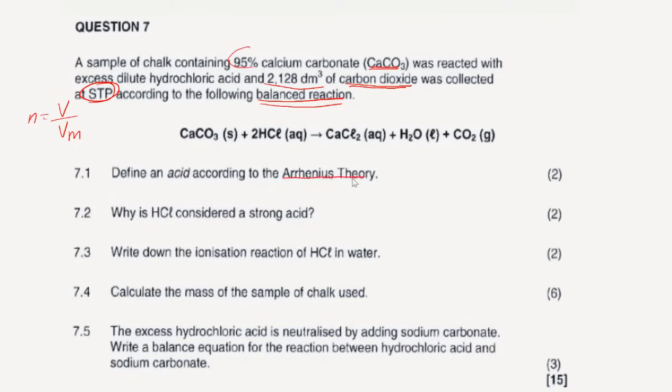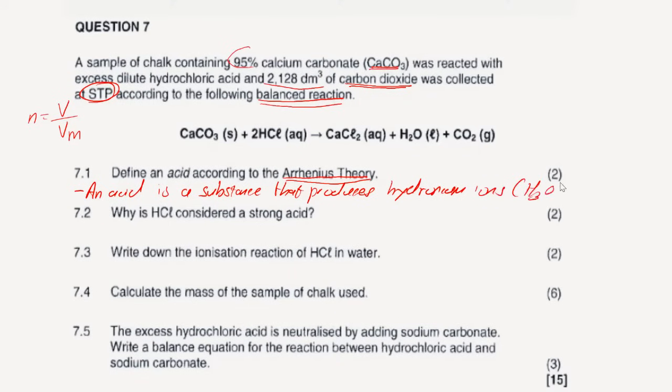Then 7.1 says define an acid according to Arrhenius theory. Now always check, this one wants us to define according to Arrhenius theory. So according to Arrhenius theory, we say an acid is a substance that produces hydronium ions, which is your H3O plus, in water. So this is your definition of an acid according to Arrhenius theory.